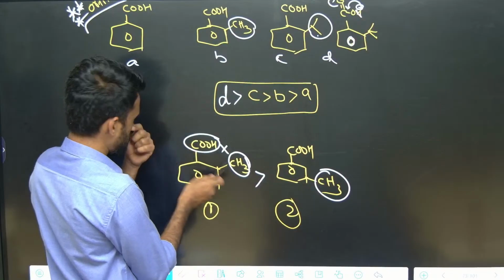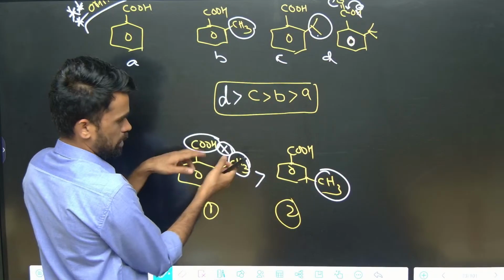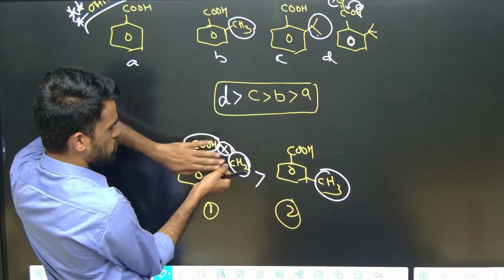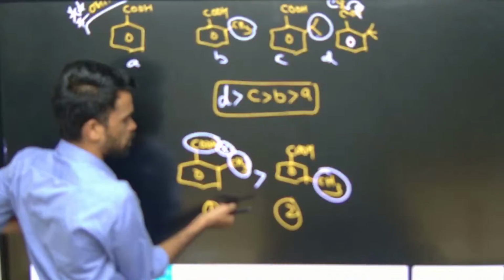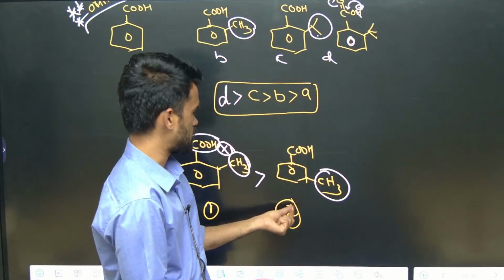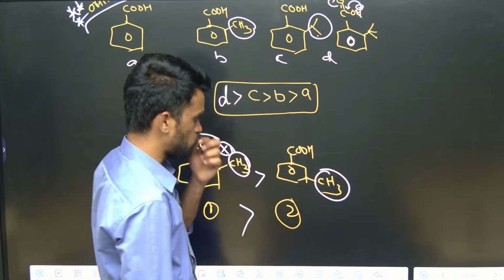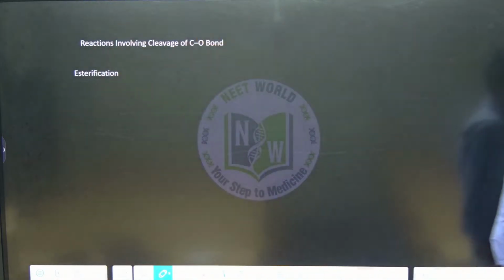See, when it is at the ortho position, there is repulsion here. Due to that, COOH goes out of the plane. That makes it more acidic, due to equivalent conjugation. But here cross conjugation is present, which makes it less acidic. So 1 is more acidic than 2. Like this we need to answer.